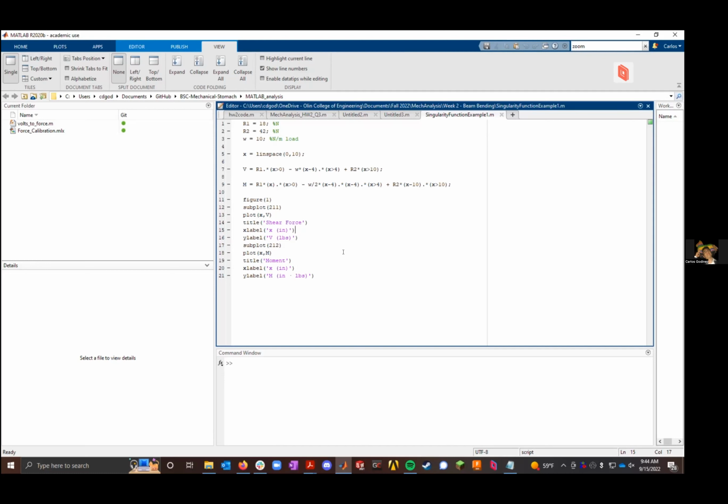So V equals R1 x to the 0th power minus w times x minus 4 to the 1st power plus R2 times x minus 12 to the 0th power. In this condition right here, they're still solving it by hand, and including a boundary condition right there. The boundary condition is that when x equals 0, the shear force there is going to equal 0. So your first constant of integration is going to be 0. You don't really need to worry about that with the singularity function at this moment in time.